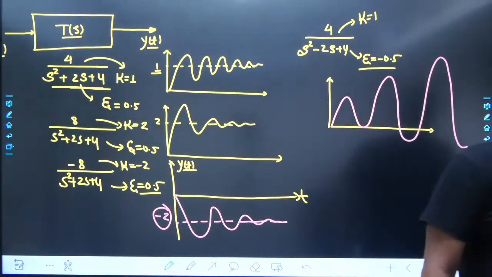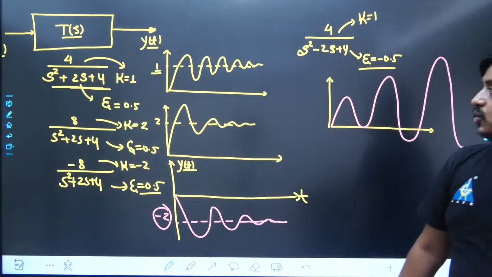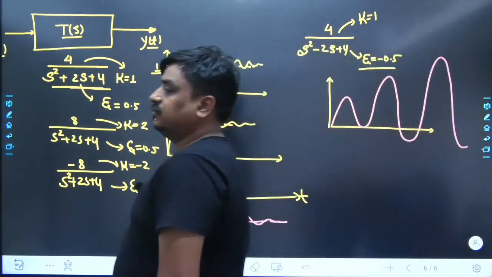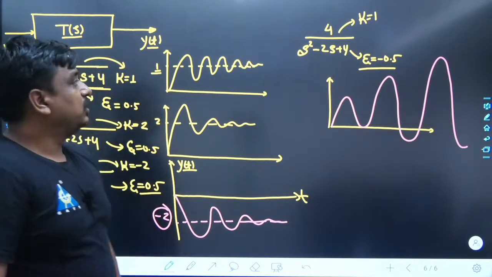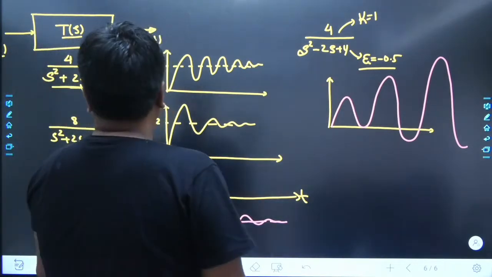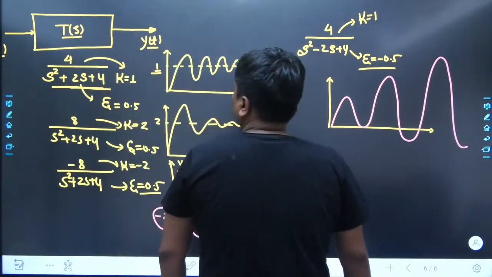They may ask this sort of problem. Yes, because they used to be concerned more over the positive value of zeta, but even for the unstable system they may ask this sort of problem.